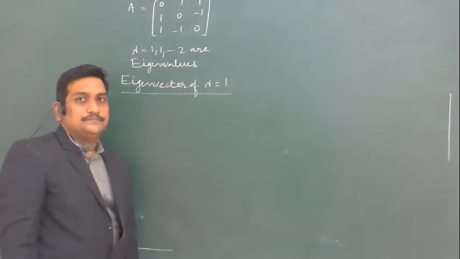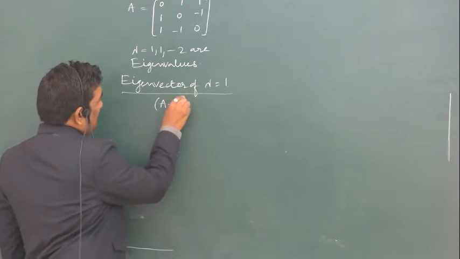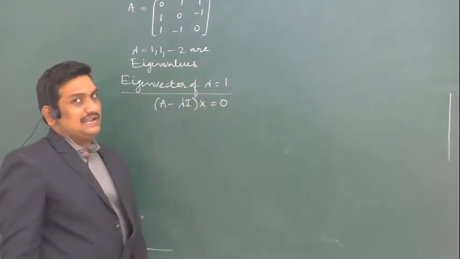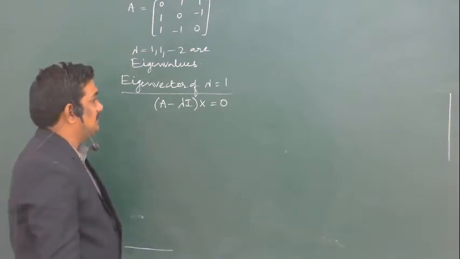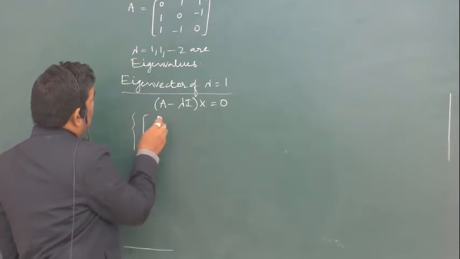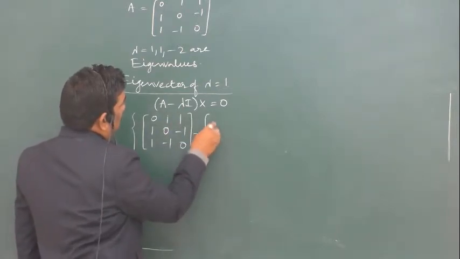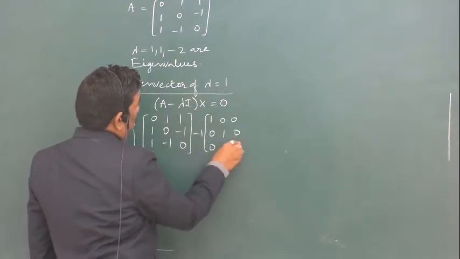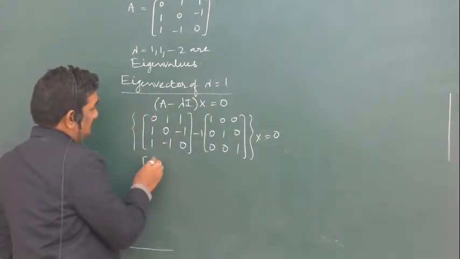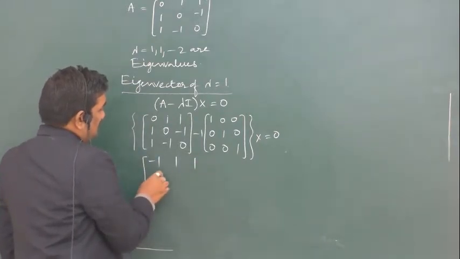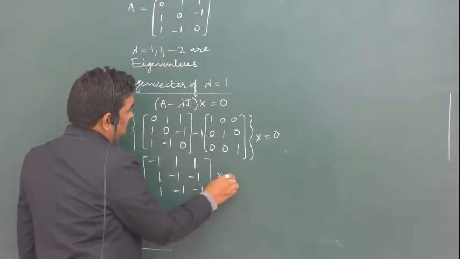We know that an eigenvector is not a null matrix, satisfying the equation (A minus lambda I) X equals the null matrix, where A is the matrix of the quadratic form, lambda is 1, I is the identity matrix, and X is a column matrix that cannot be null. On substituting, A is [0 1 1; 1 0 -1; 1 -1 0] minus 1 times the identity matrix, times X, equals the null matrix. Subtracting corresponding elements gives [-1 1 1; 1 -1 -1; 1 -1 -1] times X equals the null matrix.